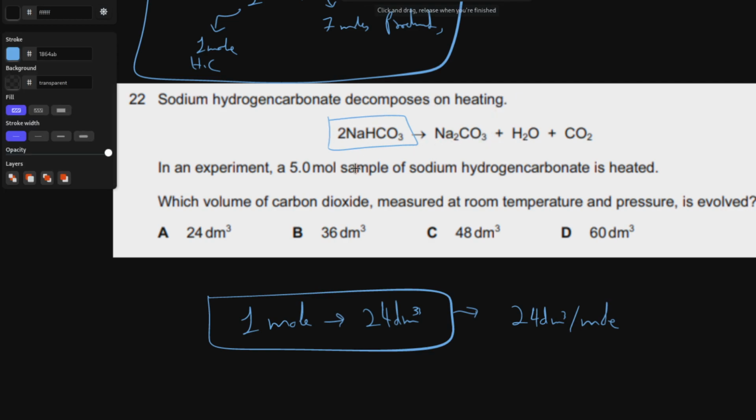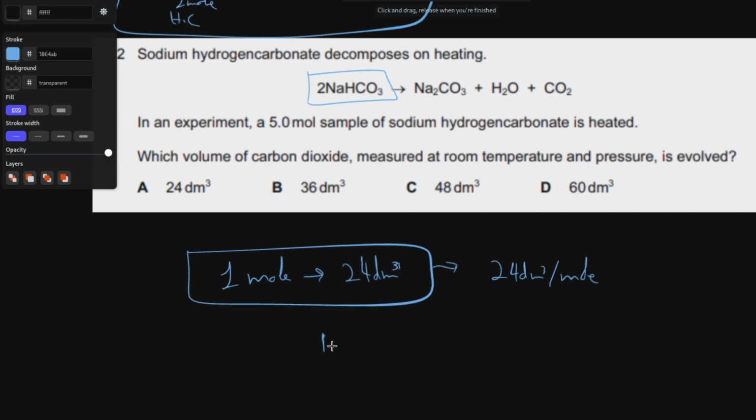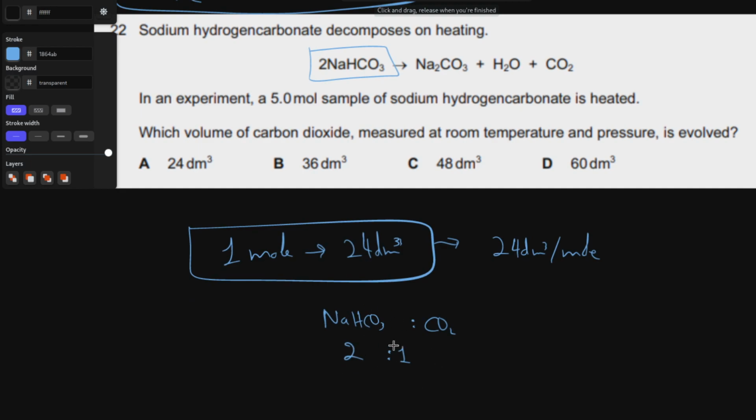So if we were to find the ratio of the sodium hydrogen carbonate with the carbon dioxide, we will get that NaHCO3 to CO2 is 2:1 from the balanced equation. This is what this is showing us. 2 moles of sodium hydrogen carbonate is producing 1 mole of carbon dioxide. So this is the ratio that we're getting.